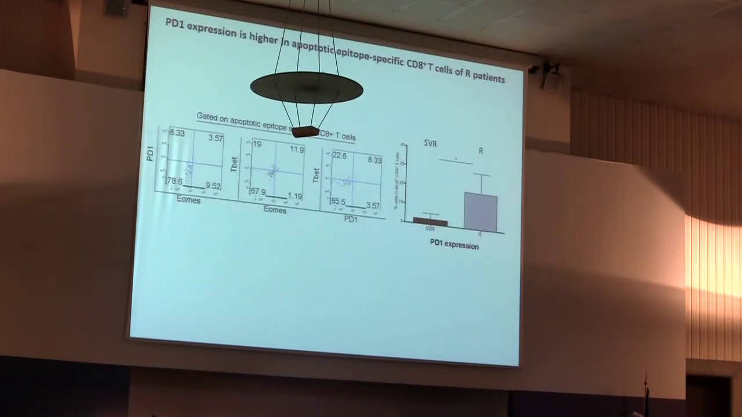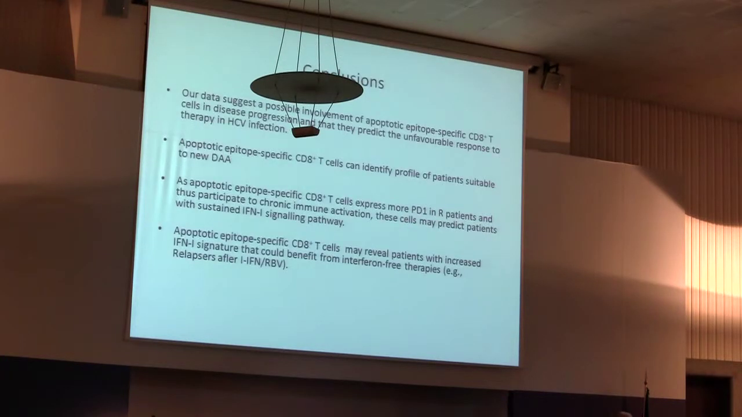Indeed, these CD8 positive cells express very high levels of PD-1, significantly more in relapsers than in sustained virological responders. Altogether, these data suggest a possible involvement of apoptotic epitope-specific CD8 positive cells in disease progression, and that they predict the unfavorable response to therapy in HCV infection. Apoptotic epitope-specific CD8 positive cells can identify the profile of patients suitable for new therapy. As they express more PD-1 in relapsers and participate in chronic immune activation, these cells may predict patients with a sustained interferon-1 signaling pathway, and may reveal patients with an increased interferon-1 signature.